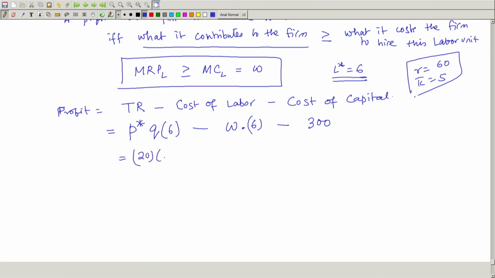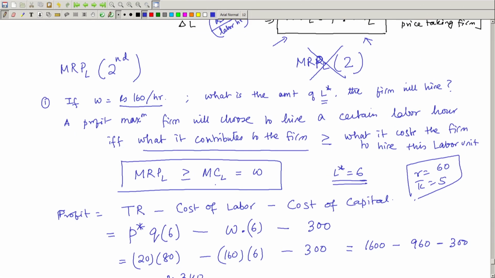So, that is 20 times 80 minus the wage rate 160 times 6 minus 300, and this is going to be equal to 1600 minus 960 minus 300. So, 1300 minus 960, if you do the arithmetic, that is going to be equal to rupees 340, right. So, the firm earns a profit of 340 rupees in the short run when the input price of labor is 160 rupees per labor hour and it optimally hires 6 labor units, right. So, I hope this example is clear to everyone.